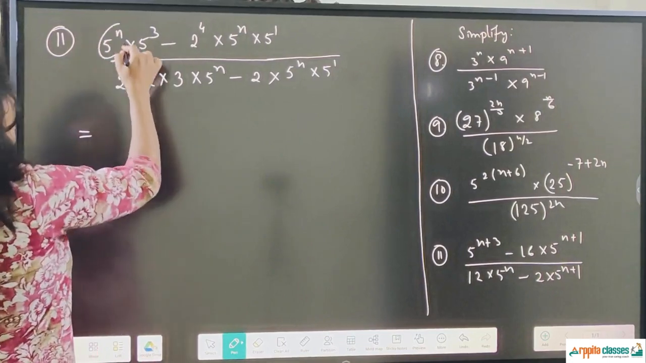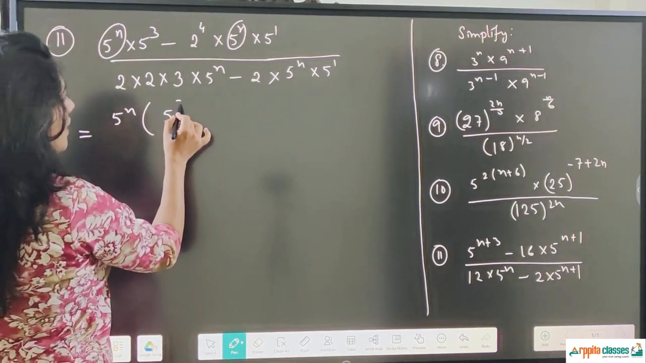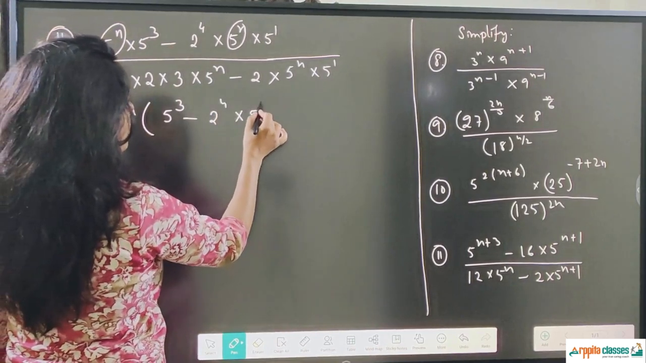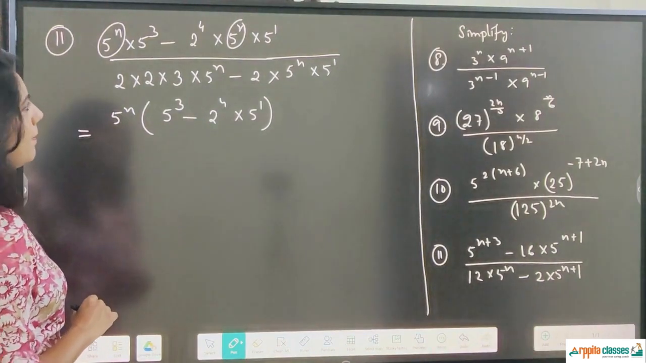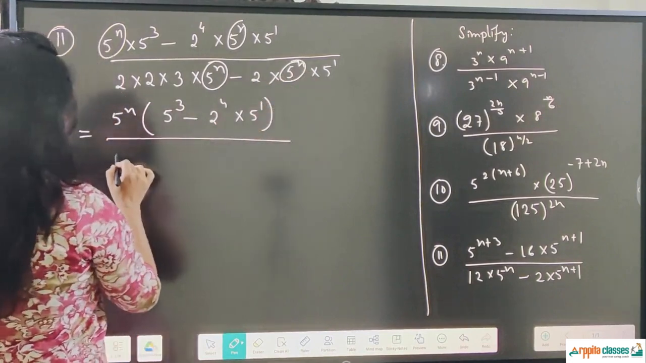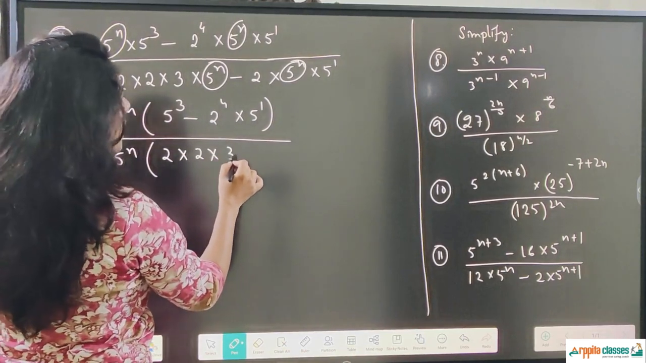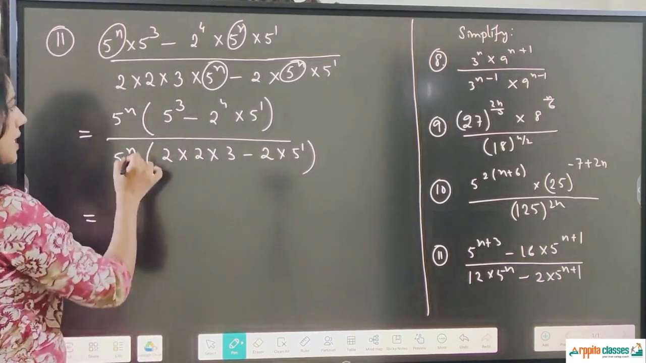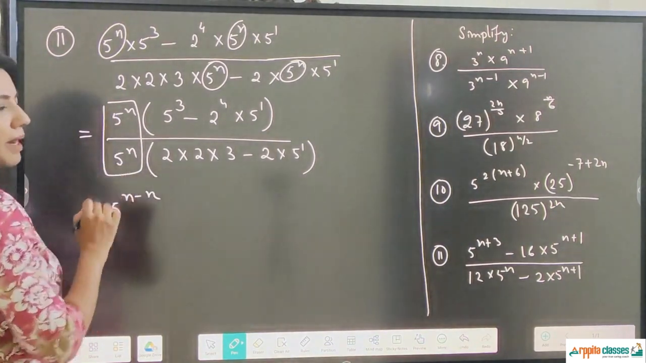Now from here I can see 5 to the power n is common. So I'll take 5 to the power n common. Inside the bracket it will be 5 cube minus 2 to the power 4 into 5 to the power 1. Actually we could have taken 5 to the power 1 also common, but it's okay, no problem. Down we have again 5 to the power n common. So take 5 to the power n common. Inside the bracket it is 2 into 3 minus 2 into 5 to the power 1. So here bases are the same. For this particular part we can subtract the powers, 5 to the power n minus n.